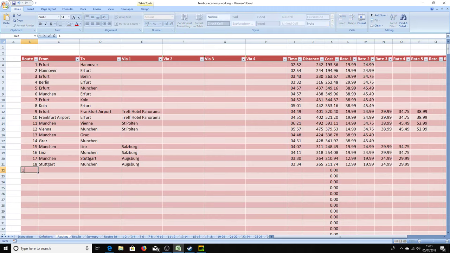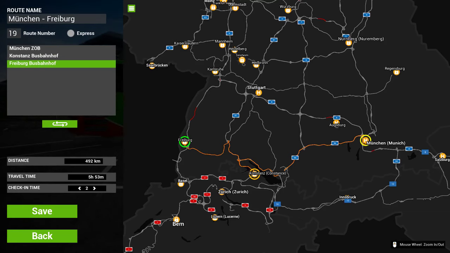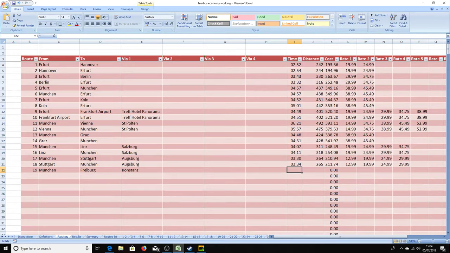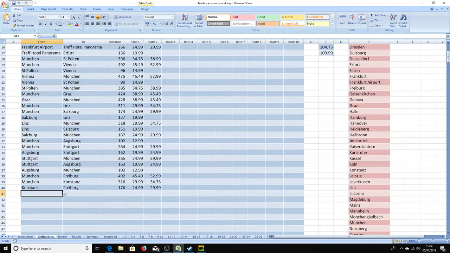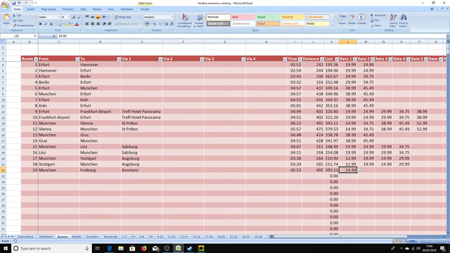Okay, so route 19 is going to be München to Freiburg via Konstanz. Time for the whole route is 5:53, and it's 492 kilometres, I think we said. Just check that. 492, okay. And we've got 24, 29, 34, 45 and 52. Okay, so that is going to be our route.